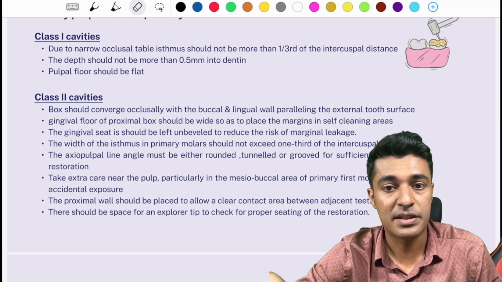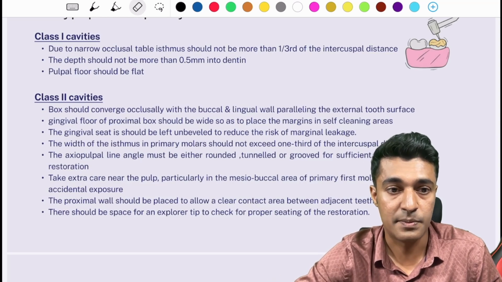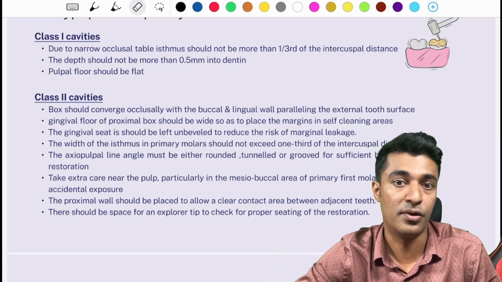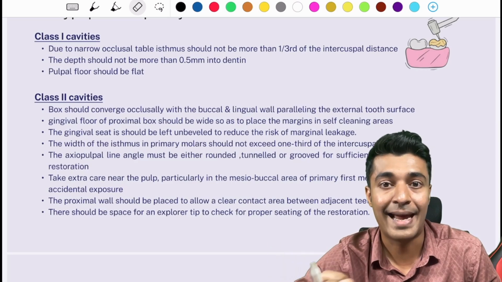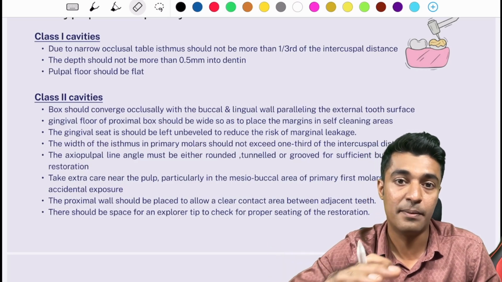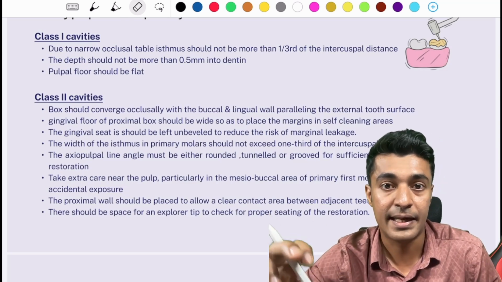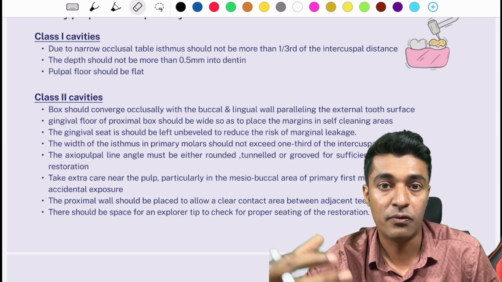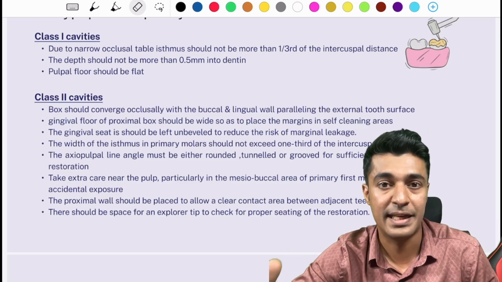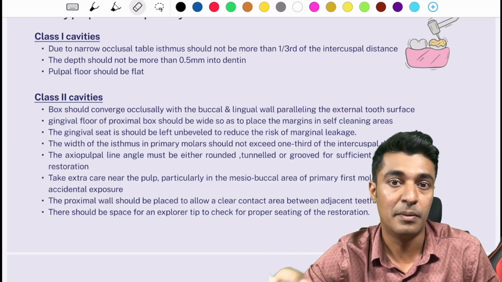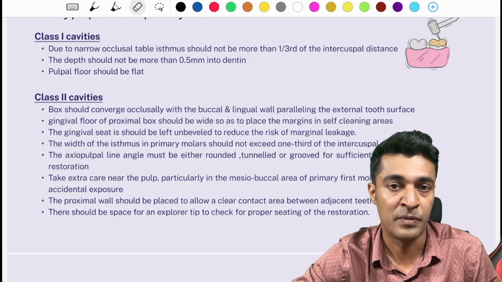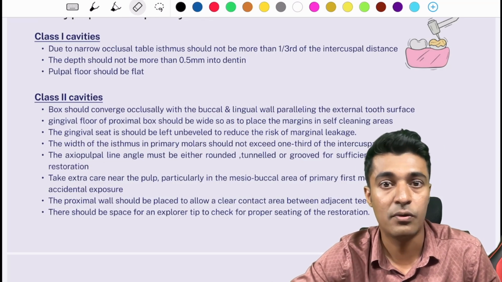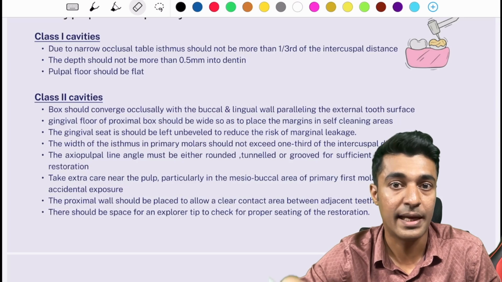The width of the isthmus should not exceed one third of the intercuspal distance. The axiopulpal line angle should be rounded, tunnel or groove. The advantage of rounding the axiopulpal line angle is that we get more thickness of the restoration at that line angle, because most of the failure of class 2 restorations in primary dentition takes place at the proximal box, especially at the axiopulpal area. So in order to increase the thickness of the restoration in that area, we have to round off or create retentive grooves in the axiopulpal line.